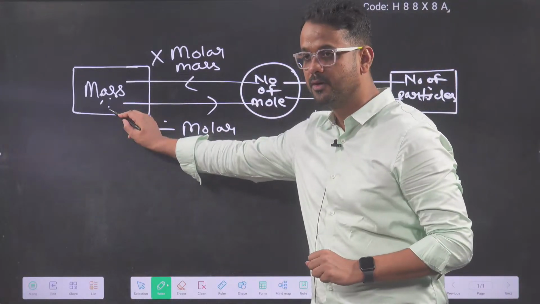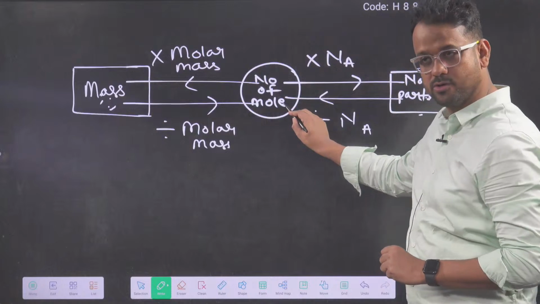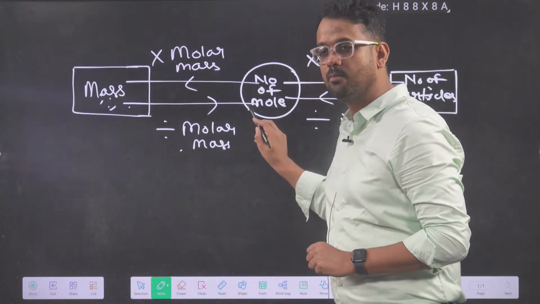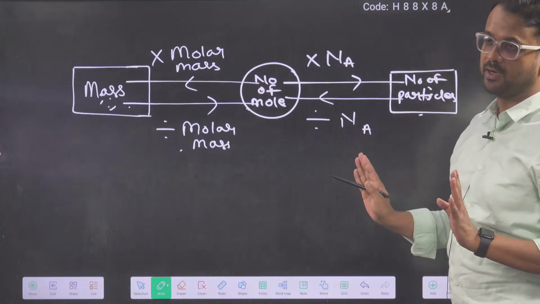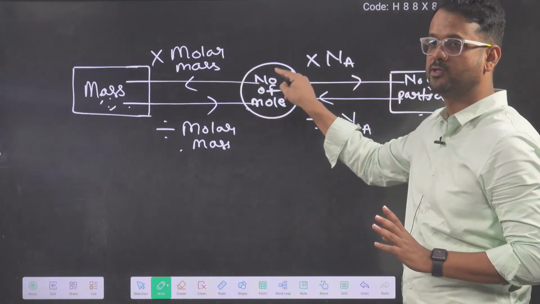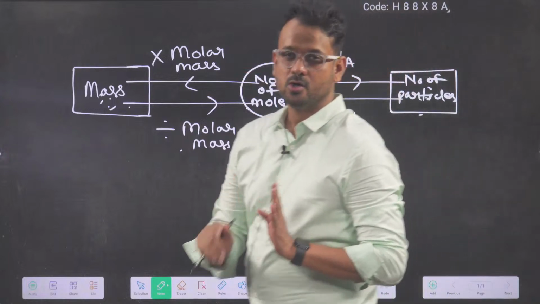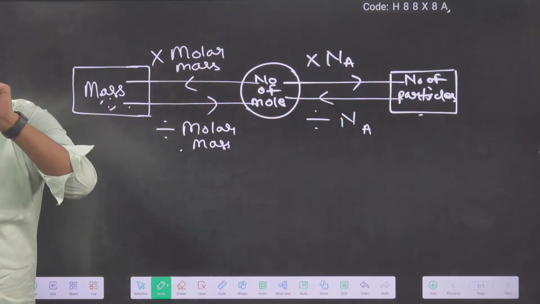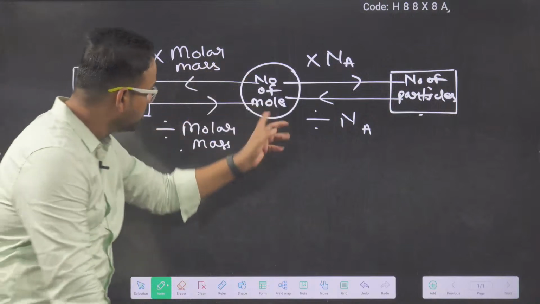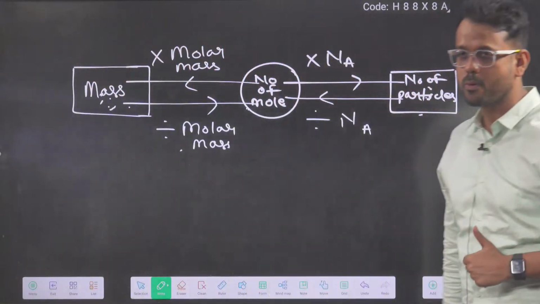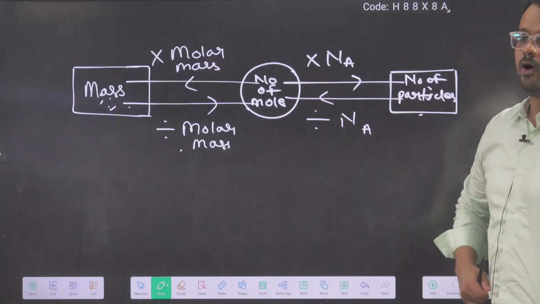Mass is given, you will calculate the number of moles. How? Given mass by molar mass. Once you get the number of moles, you will calculate the number of particles. We will always go through this route. So whenever you are asked to go from here to here or here to here, always calculate the number of moles first. Is this okay, boys and girls? Everyone understood this point? All of you?